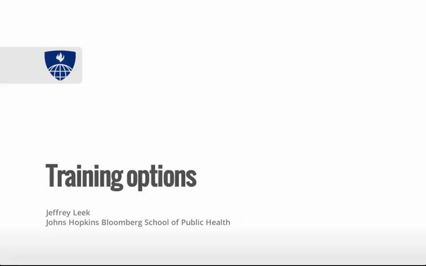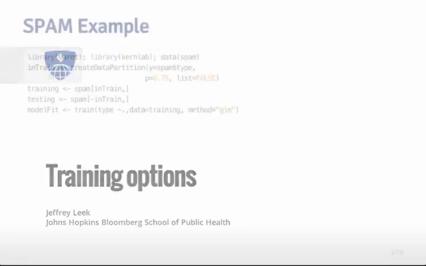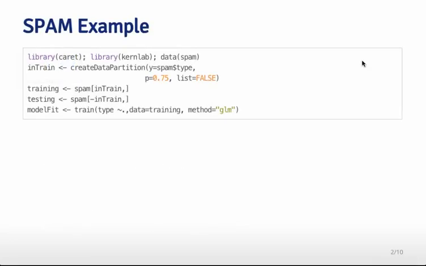This is a brief lecture about some of the training control options that you have when training models using the caret package. For this lecture, we're going to be using the spam example again, just to illustrate how these ideas work. So we load the caret package, the kernlab package, and then we attach the spam dataset.